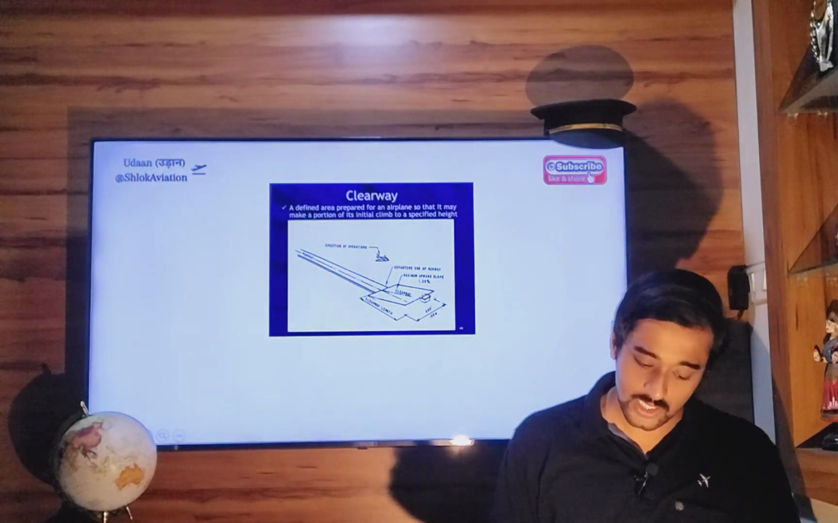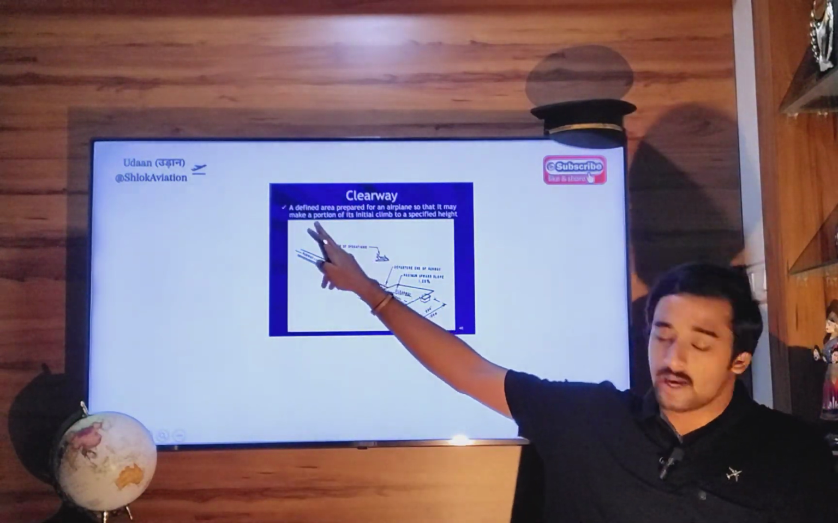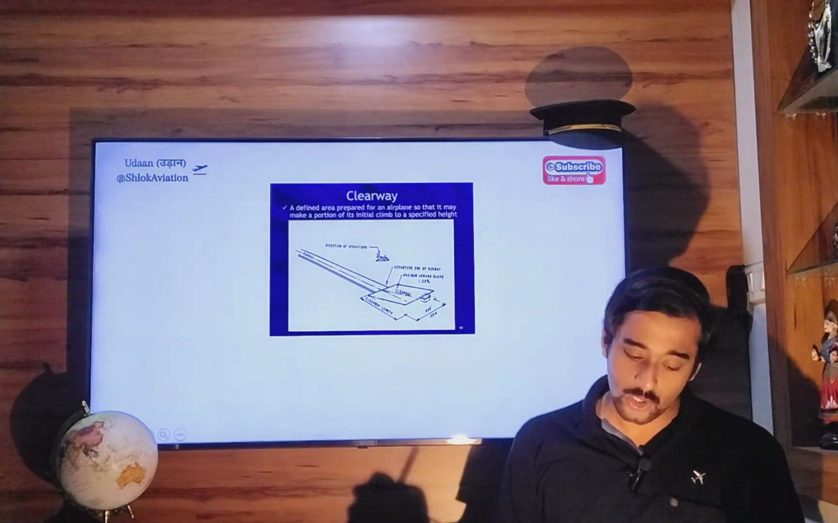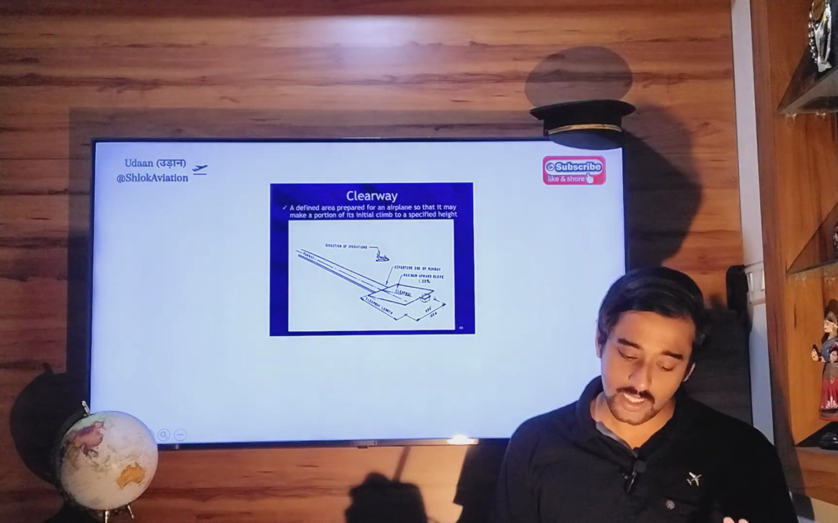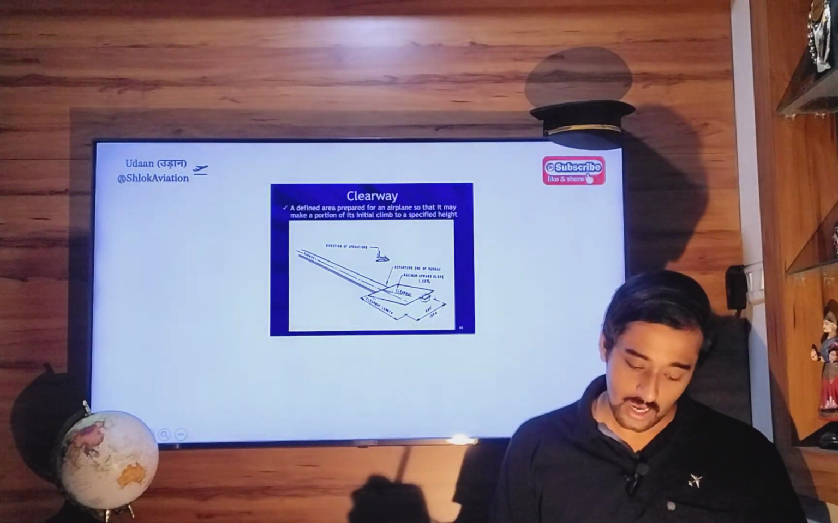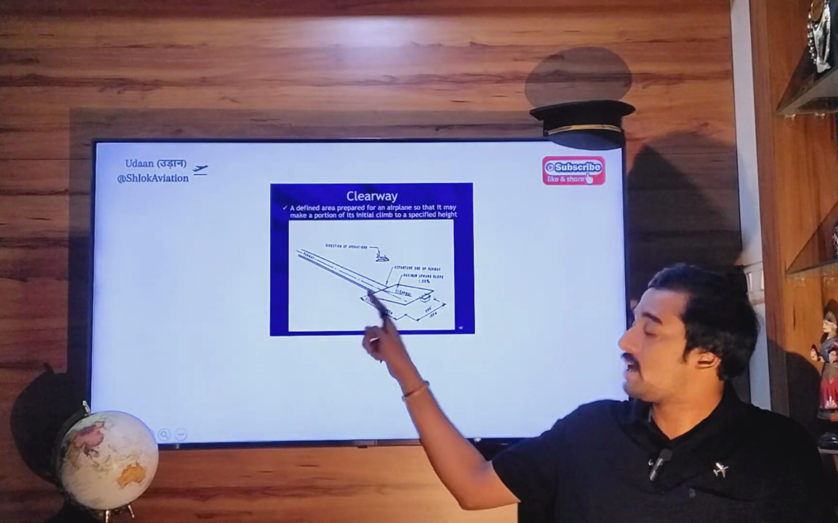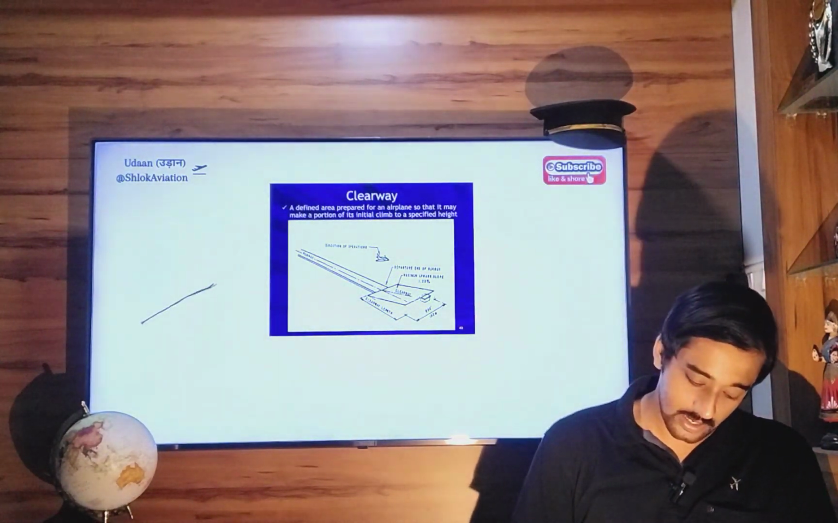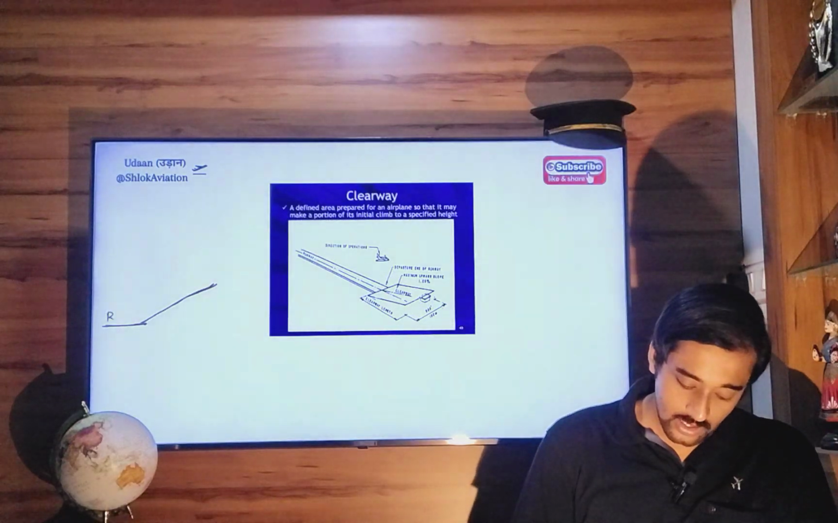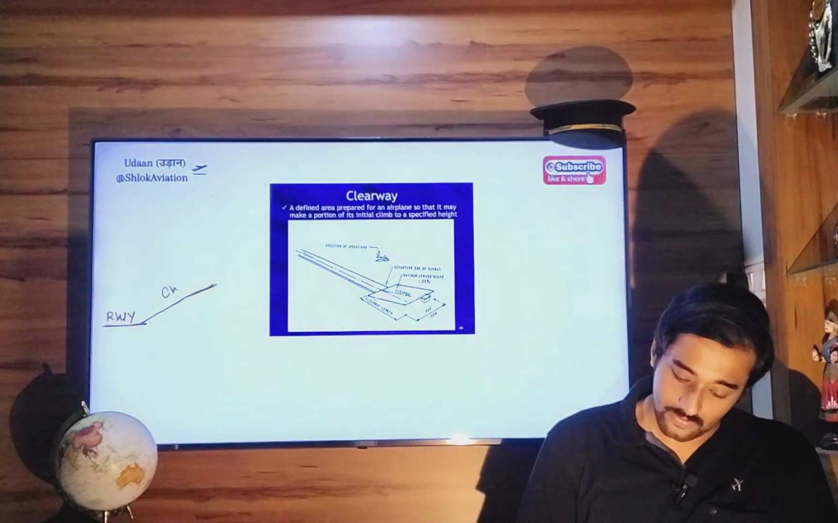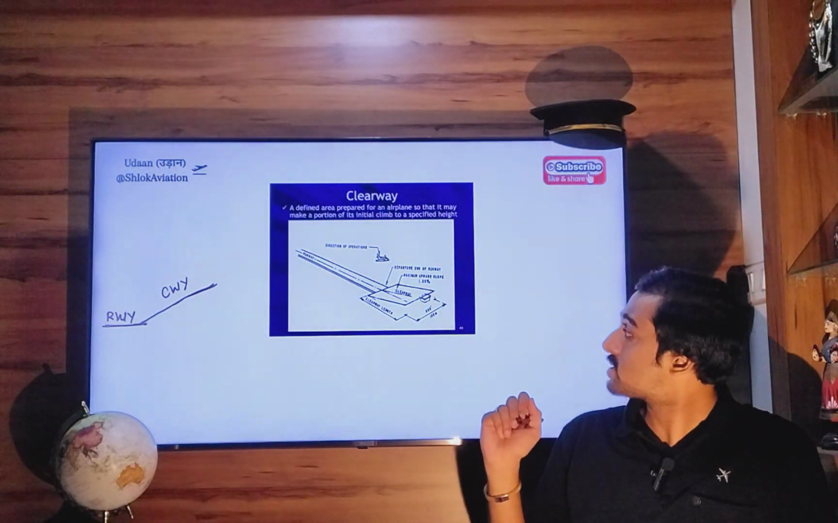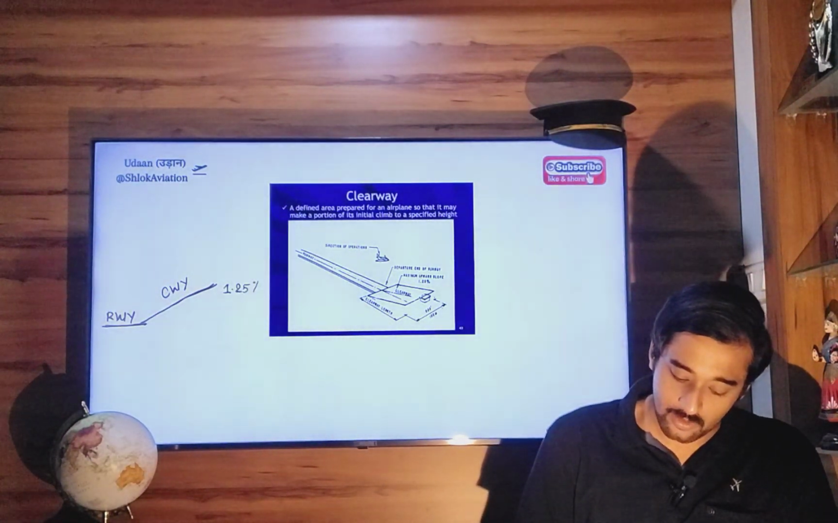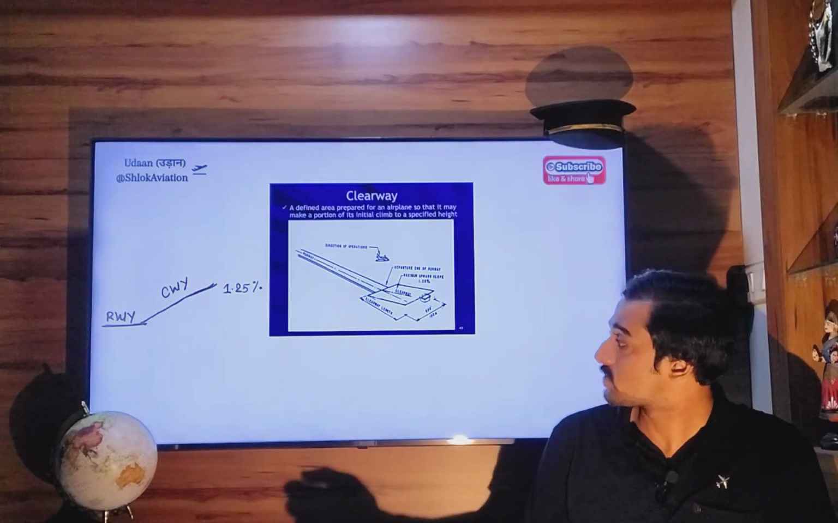Okay, so this is the picture. Clearway: a defined area prepared for an aeroplane so that it may make a portion of its initial climb to a specific height. So you can see there is a clearway which is inclined like this. If this is your runway, the clearway is inclined at a slope of 1.25 percent.